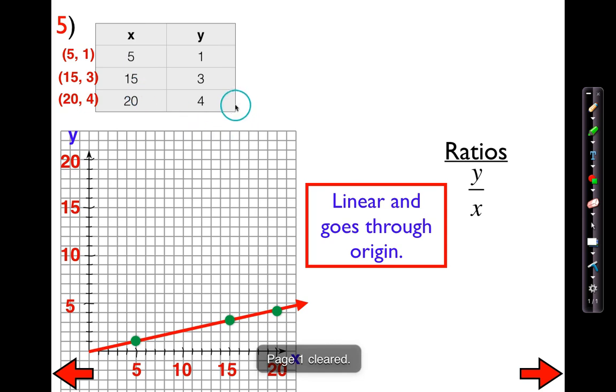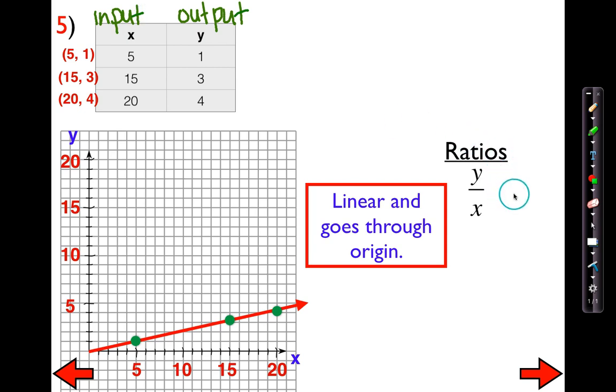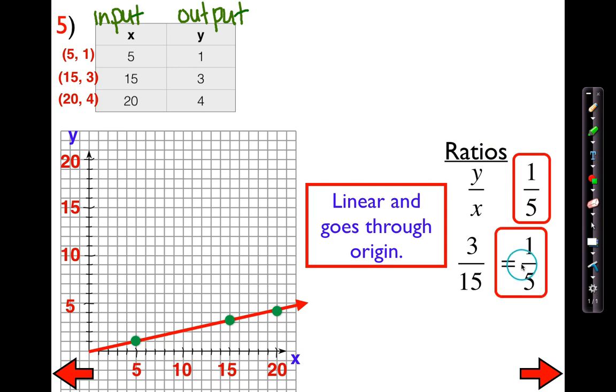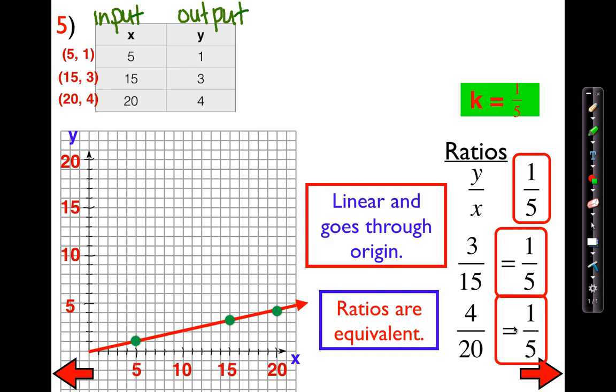So for that reason, I'm going to have to check my ratios. We always check them as output over input, which is basically y over x. So here we're going to have 1 over 5, 3 over 15, which reduces to 1/5, and then 4 over 20, which also reduces to 1/5. I expected that to happen. Why? Because my graph was linear and it went through the origin. So all of these ratios I expected to be equivalent. But now that I've checked the ratios, I know what the constant of proportionality is. Constant of proportionality is 1/5.